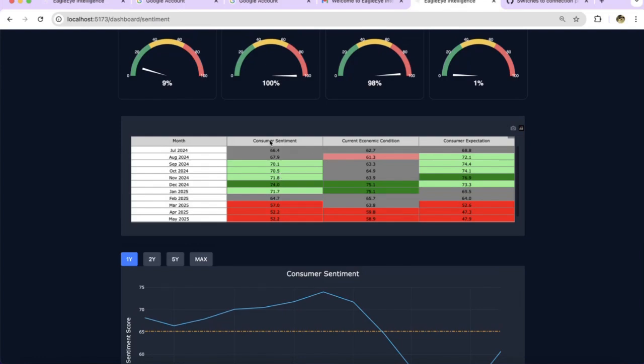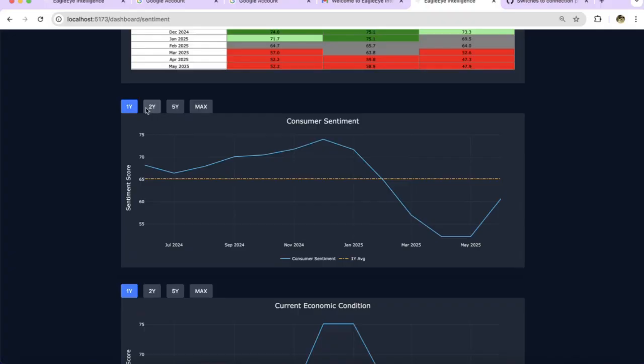Yeah. And so this is the consumer sentiment, this is the current economic conditions. So it's a good way to compare. Sometimes consumer sentiment precedes the actual economic conditions. And then this is also consumer expectation, which will be the future expectations on the economy. Yeah.